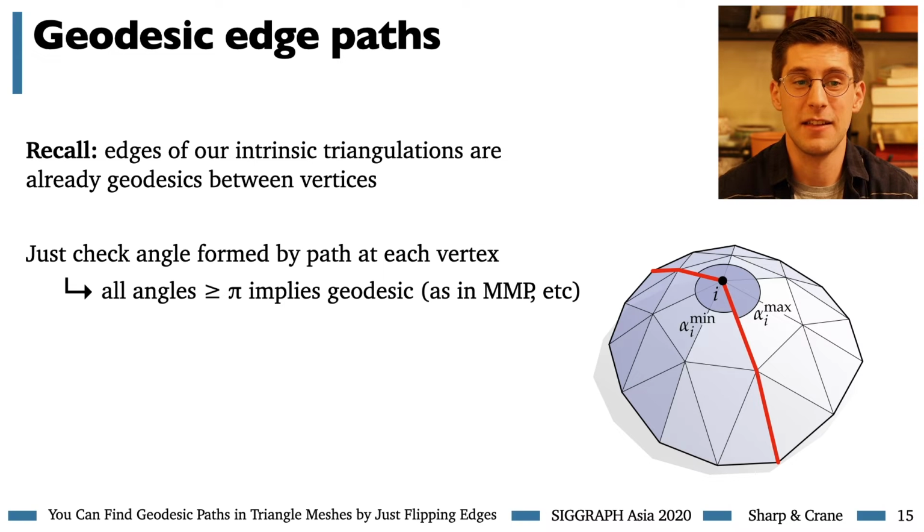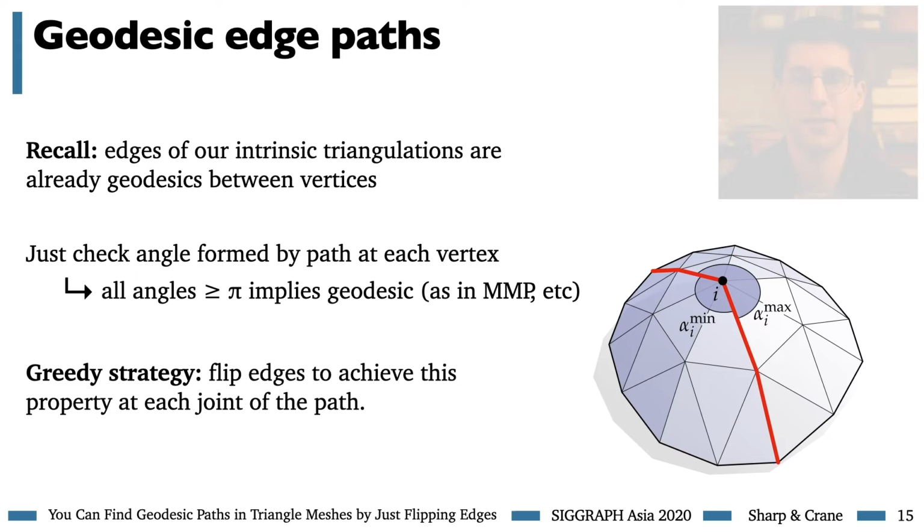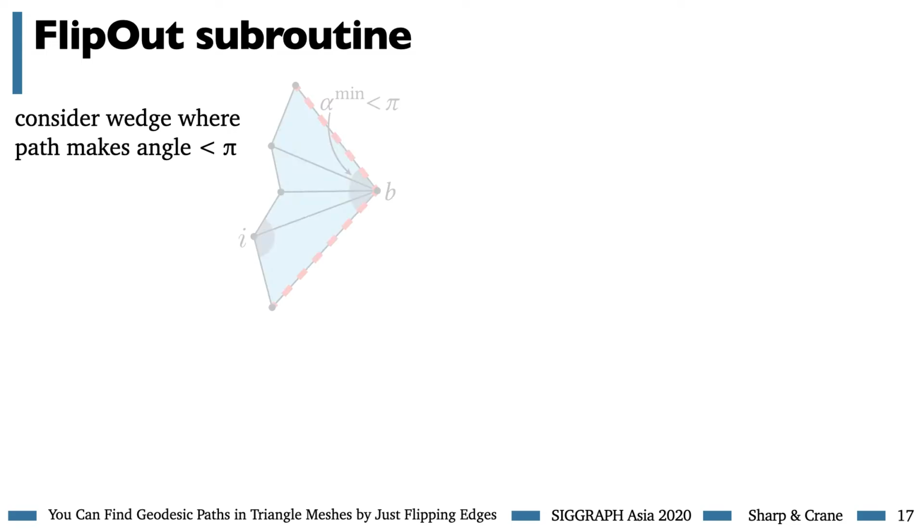Our approach is basically then just a greedy procedure that says at any vertex where this property does not hold, where the path is not yet a geodesic, we can perform some local edge flips in order to introduce a shorter path. Our main subroutine is what we call the flip out procedure, because it literally flips out the edges in a vertex ring in order to create a shorter path. In particular, consider some vertex in the path, which is marked here in red, where the path makes an angle sharper than pi. The flip out algorithm is then just to repeatedly flip any edge that can be flipped in order to remove it from this neighborhood.